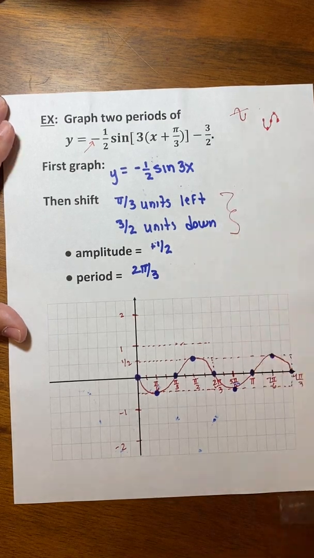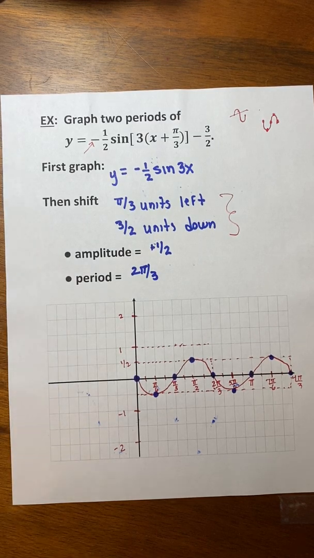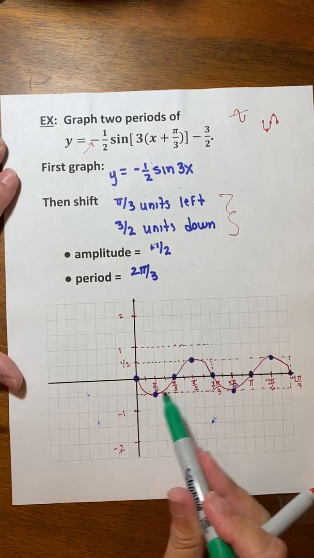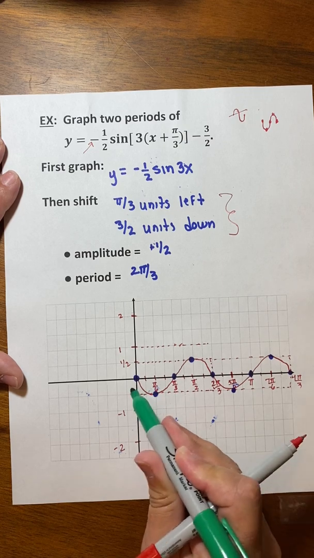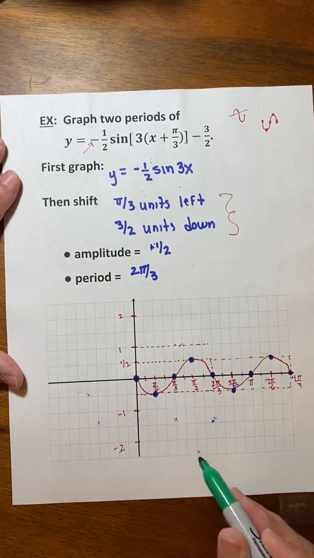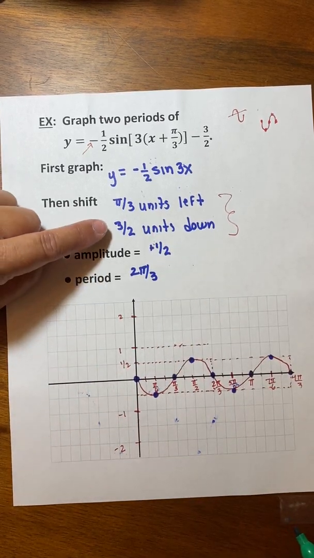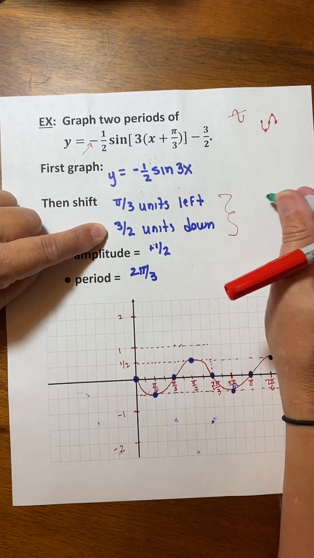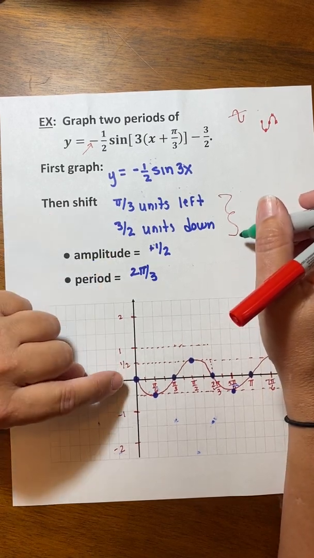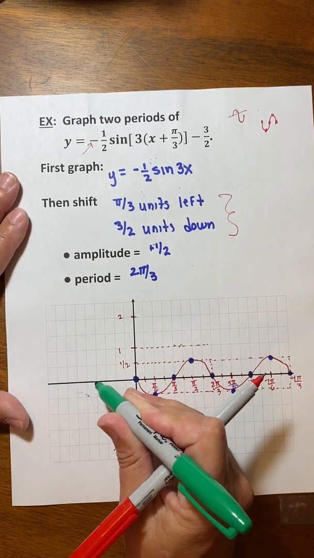Now we have to shift it. I'm going to shift it pi over 3 units left and 3/2 units down. So now notice pi over 3 this time is 4 tick marks. We're actually shifting it a whole half of a period. So pi over 3 is from here to here, so that's equivalent of 4 tick marks. So it's 4 tick marks left, and 1.5 units down would be 3 tick marks down.